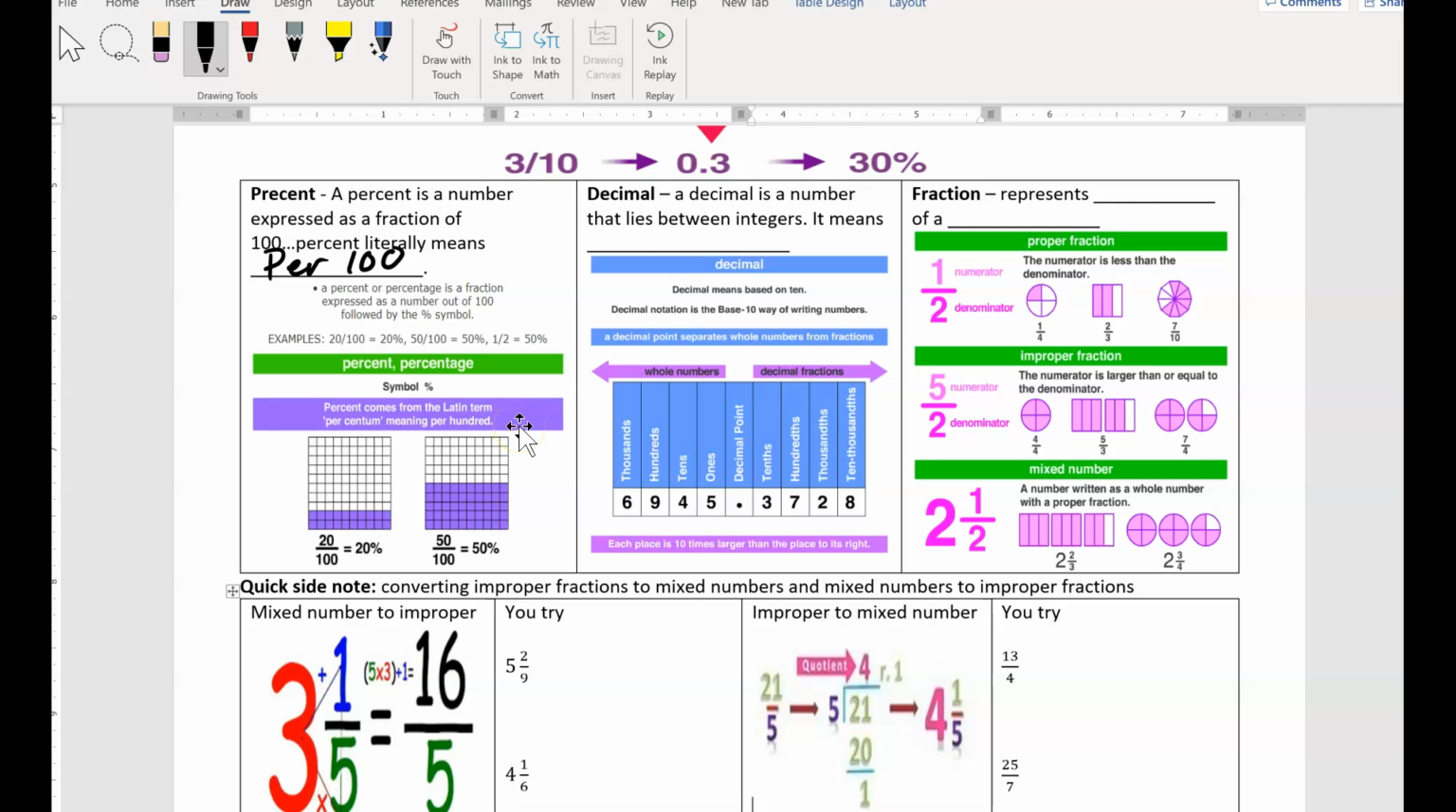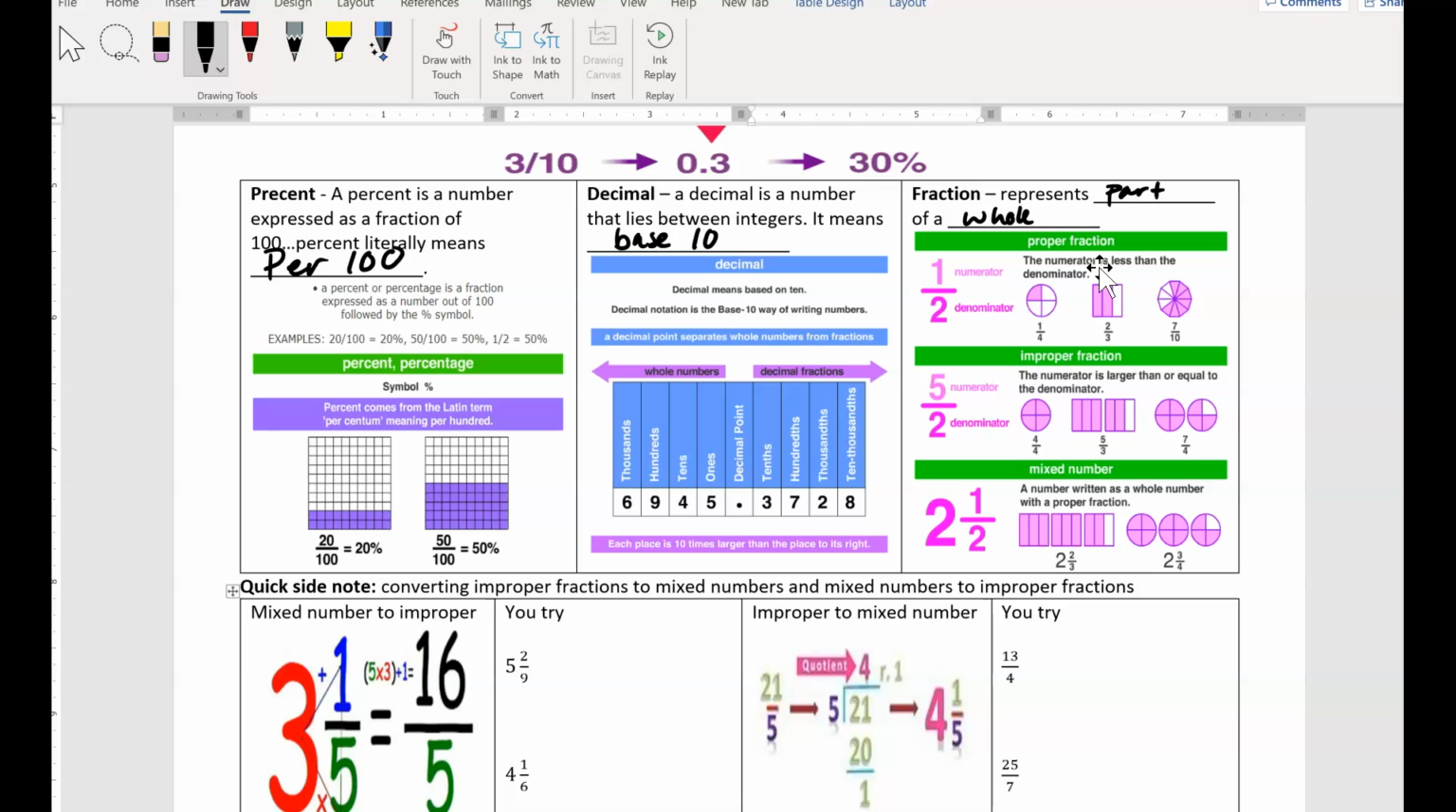A decimal is a number that lies usually between integers, or aka whole numbers. It usually means base 10. Hence why all of our place values are going by tens: tenths, hundredths, thousandths, ten-thousandths, and ones, tens, hundreds, thousands, and so on and so forth. The decimal point allows a number to be in between two whole numbers. And finally, a fraction represents part of a whole.